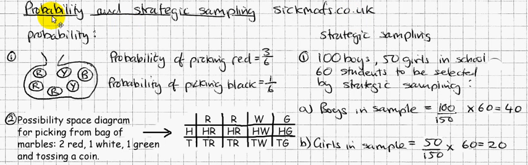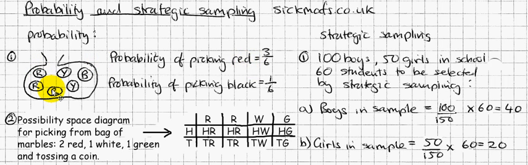This one is about probability and strategic sampling. So let's talk about probability first. What does it mean? It just means chance. What's the chance of something happening? So here's my bag of marbles. It's got 3 red marbles, 2 yellows and a black. Okay, what's the probability or the chance of picking a red marble?